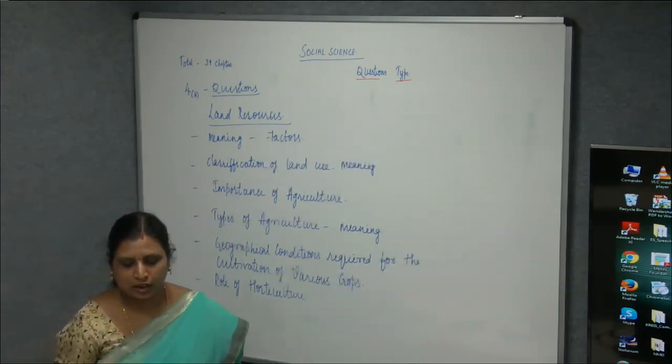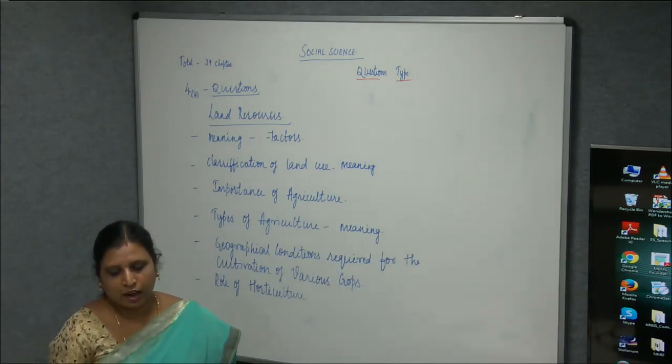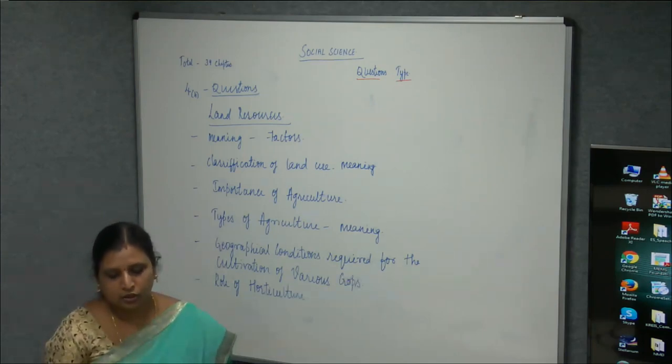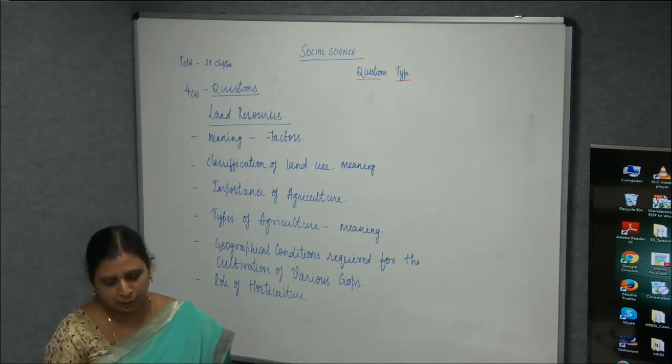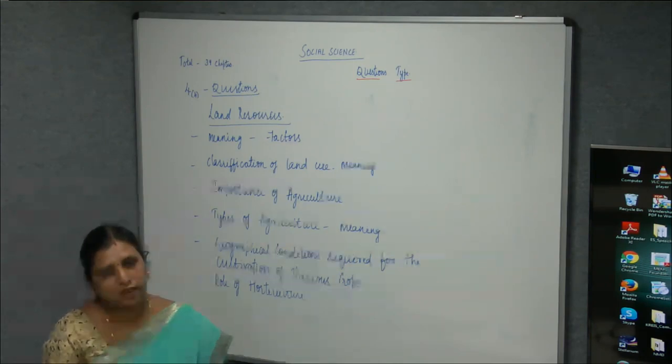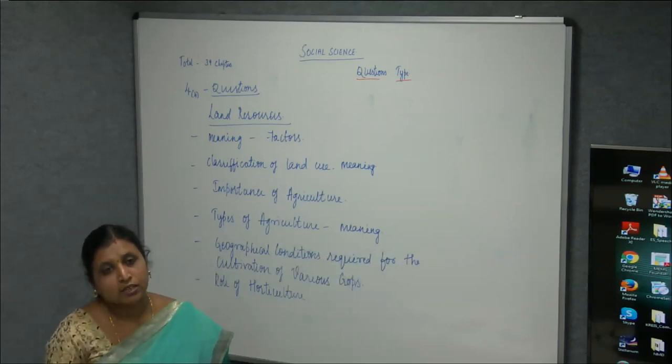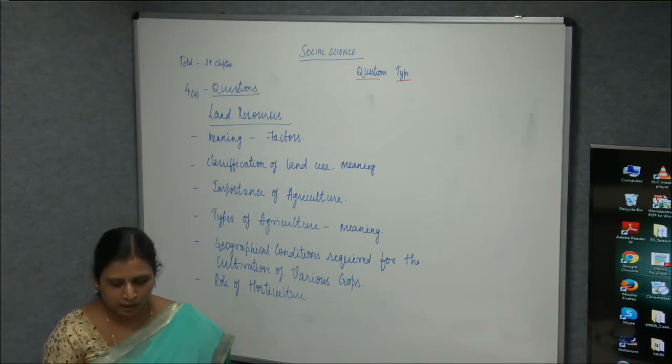So intensive farming is farming in which a large amount of capital and labor are applied. Okay, and commercial farming means the farming in which the crops are grown for the market. Then plantation farming means the cultivation of a single crop over a large area for the market. And dry farming means the farming carried on in areas which receive scanty rainfall. Scanty means very less. Then humid farming is the cultivation of crops in areas which receive sufficient rainfall. Sufficient means more, heavy rainfall.